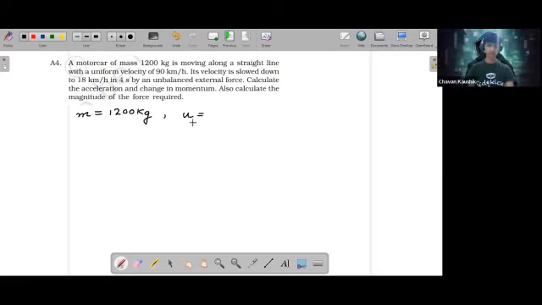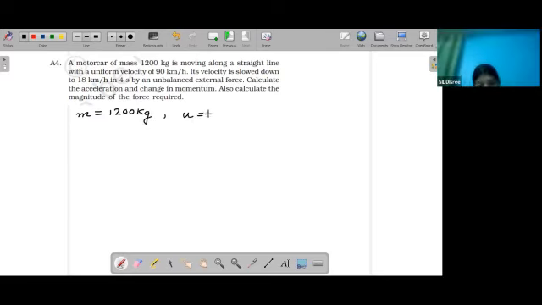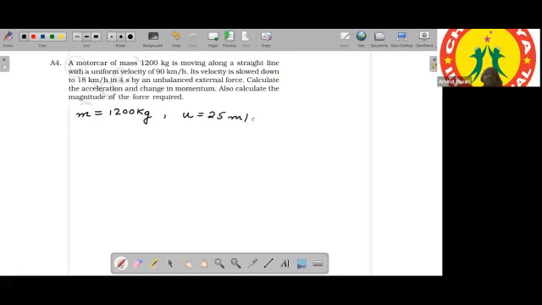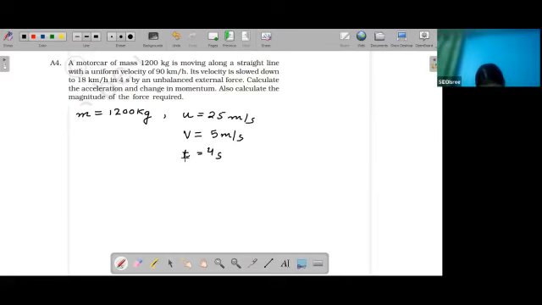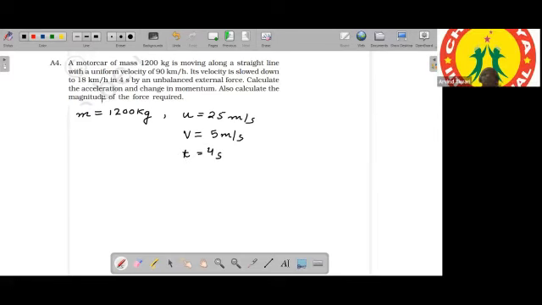Now, what is the initial velocity? 25 meters per second. Yeah, 25 meter per second that we get by converting 90 kilometer per hour. Then the second one is 18 kilometer per hour. That is the final velocity, which will be equal to 5 meter per second. Right? And the time here is 4 seconds. Yes, sir.